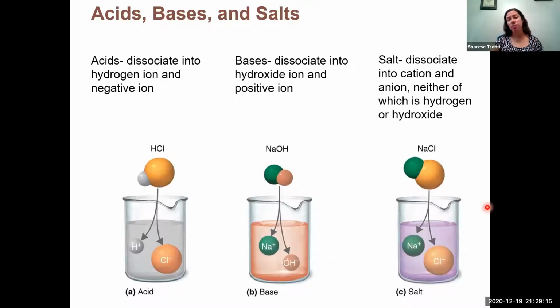Before we get into organic compounds, we're going to very quickly go over acids, bases, and salts. An acid is something that dissociates into a hydrogen ion. We have hydrogen ions released from an acid, and also a negative ion. A base dissociates in water into a hydroxide ion and a positive ion. And a salt is going to dissociate into a cation, which is a positively charged ion, and an anion, which is a negatively charged ion. And neither of those are going to be hydrogen or hydroxide.